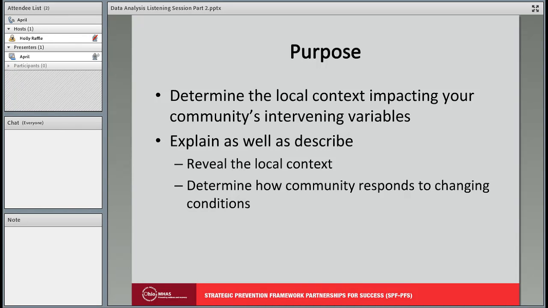The SPF is set up as a data-driven process. Our listening session data combined with our comms data drives our strategy selection. The purpose behind doing the focus groups was so that our data is culturally relevant to our community and we can affect community level change. Sometimes the comms data doesn't tell the full story, so our listening session data will support the comms by providing us with richer information to determine how our community responds to changing conditions.